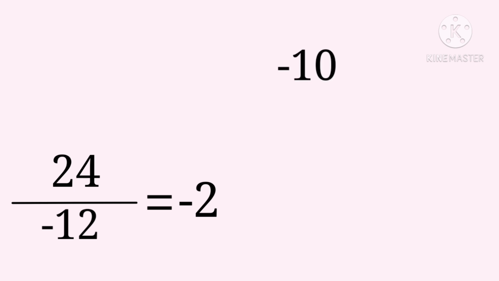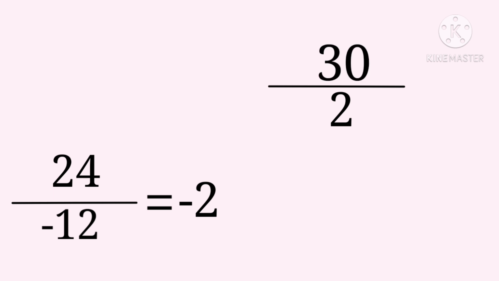How about negative 10 times negative 3 divided by 2? By looking at this, we can conclude that our answer will be positive since we have an even number of negative signs. So we simply find the product of the numerator, which is 30, and divide it by the positive 2, which will result in positive 15.